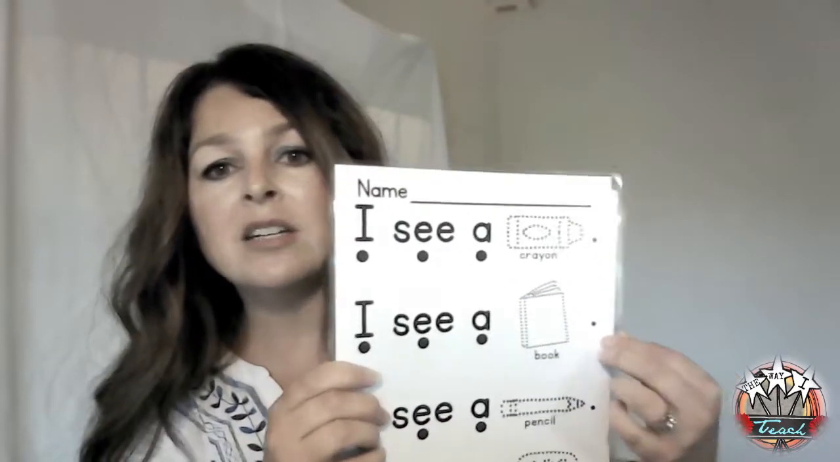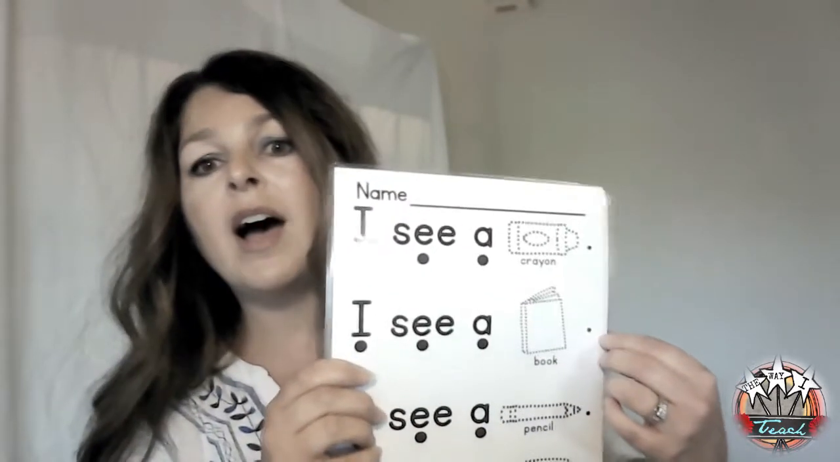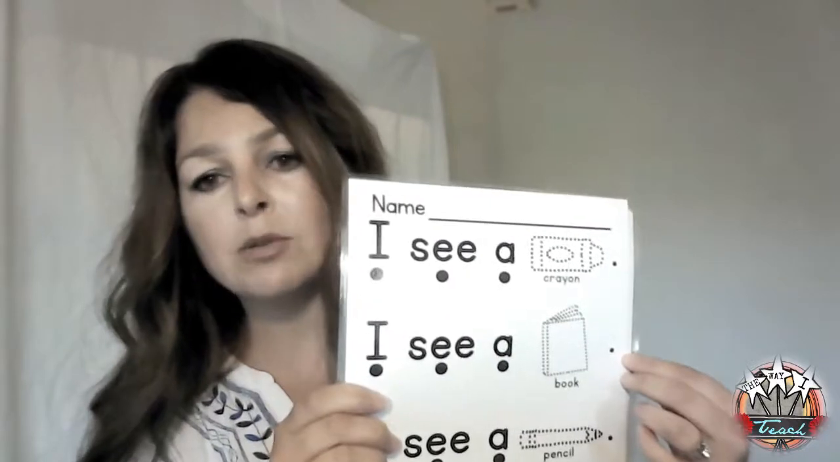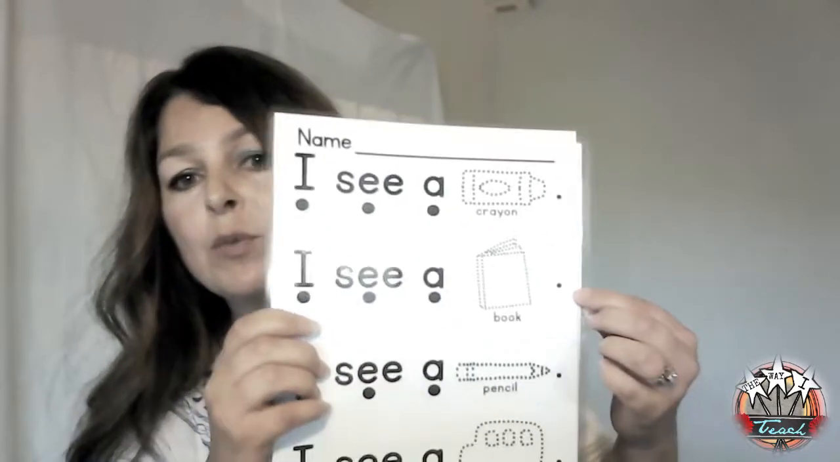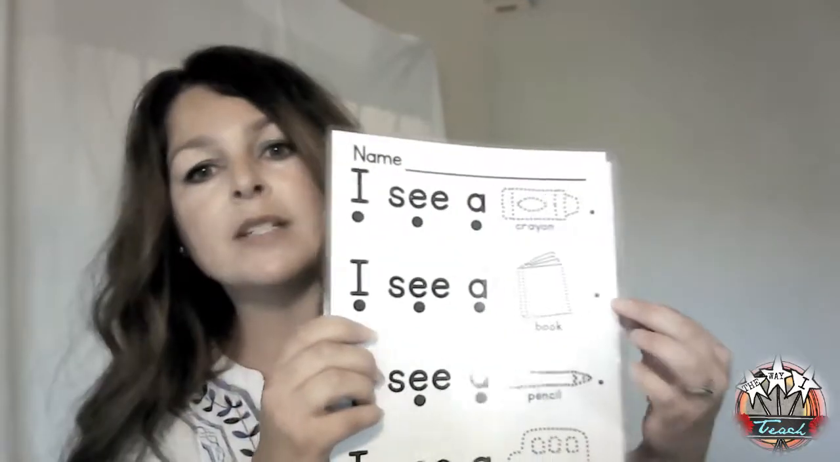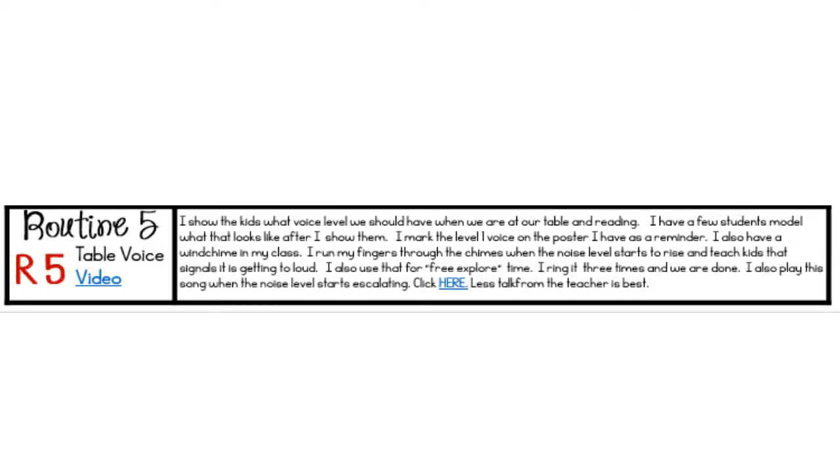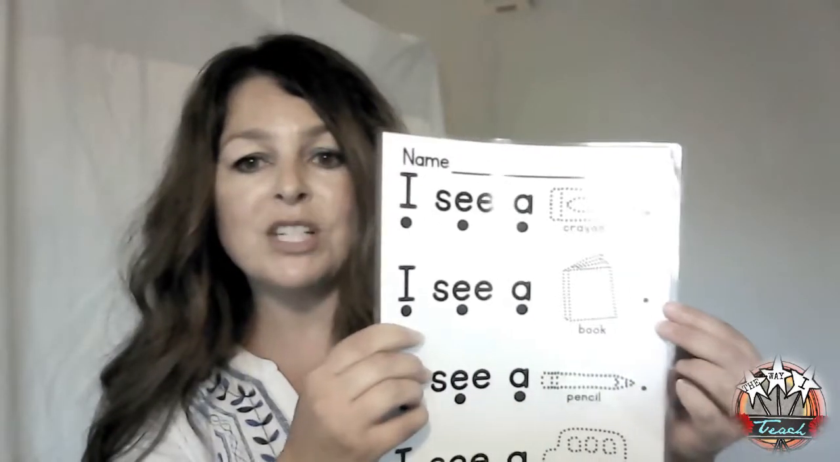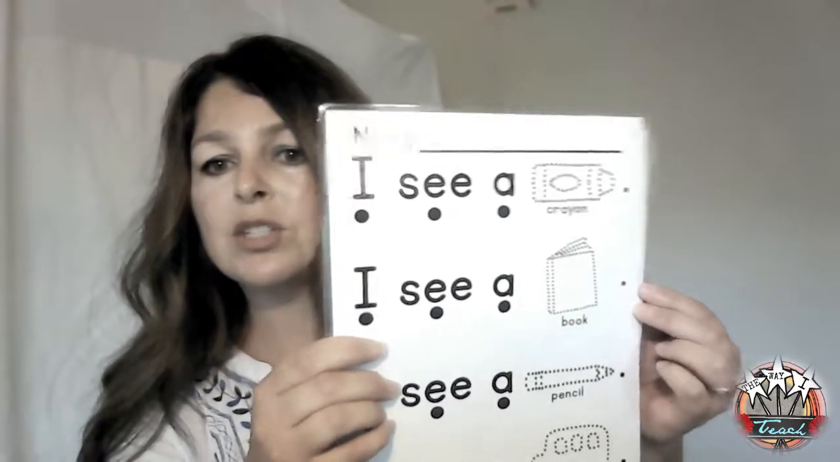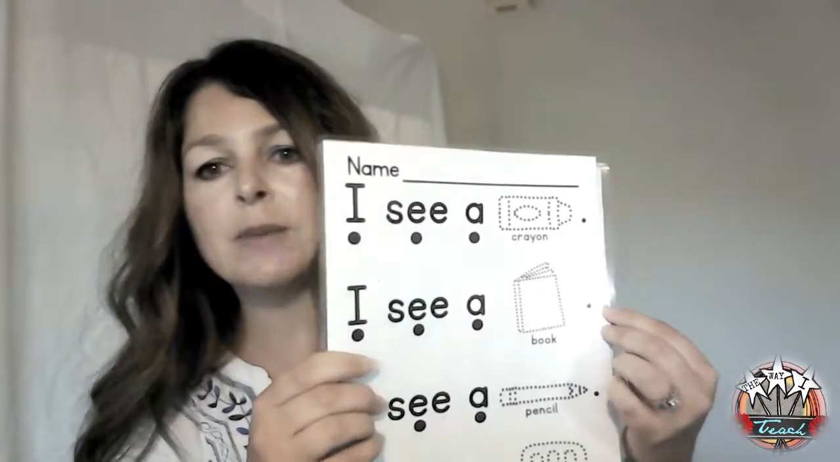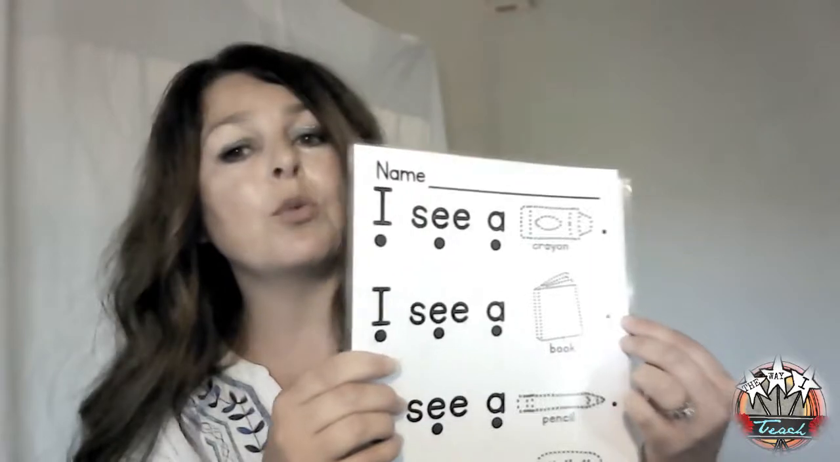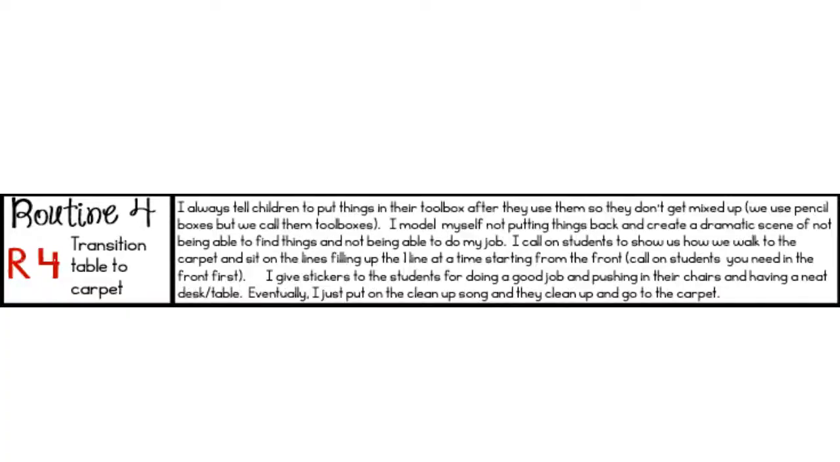And with that, the routines and procedures of how do we go to our seat, how do we pass out papers, what do we do when we're finished, where does our paper go when we're finished, what level of voice do we have at our seats. I mean, there are so many routines and procedures that have to be taught. So this is one of those things. I'm teaching tracking, I'm teaching sight words, I'm teaching tracing. They're working on fine motor while I'm being able to implement some of those routines and procedures.